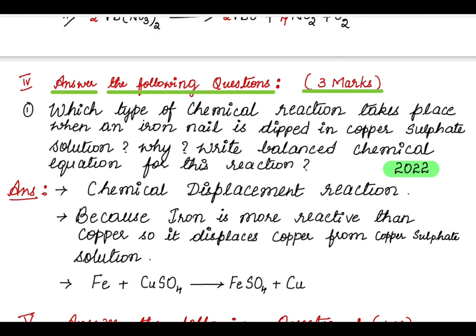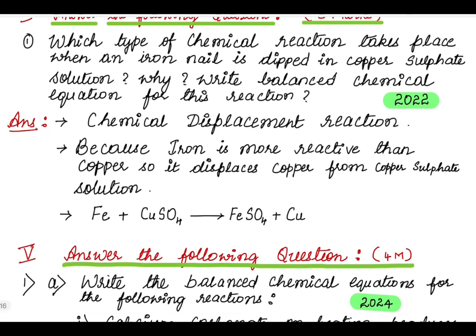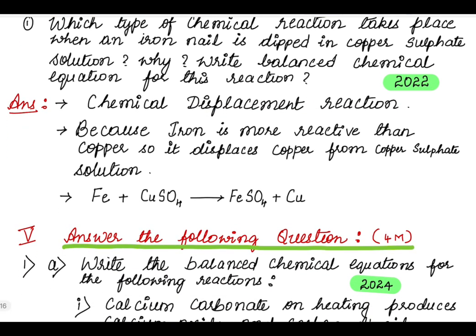Next, 3-mark question. Which type of chemical reaction takes place when an iron nail is dipped in copper sulfate solution? Why? The answer is displacement reaction. Why? Because iron is more reactive, therefore it will displace copper. And again you can see this is the equation.